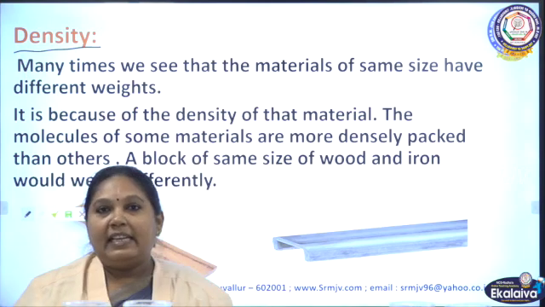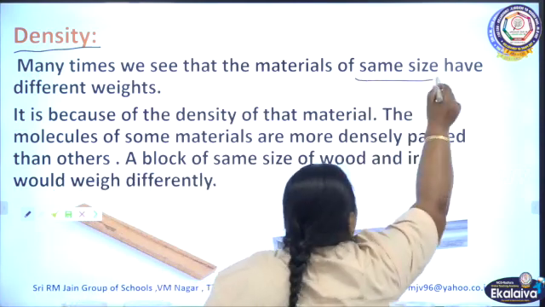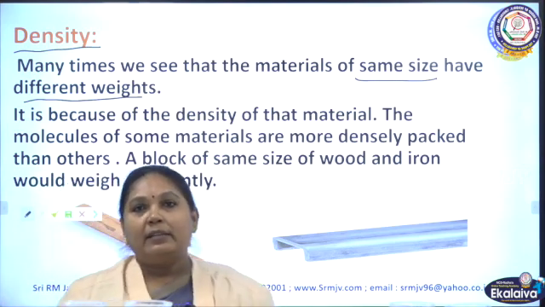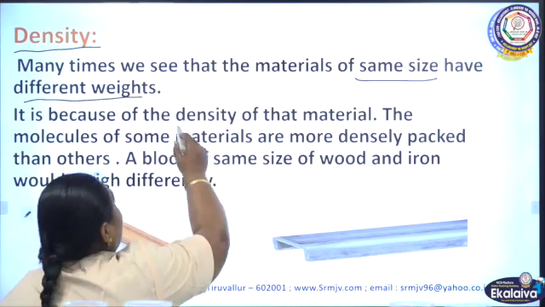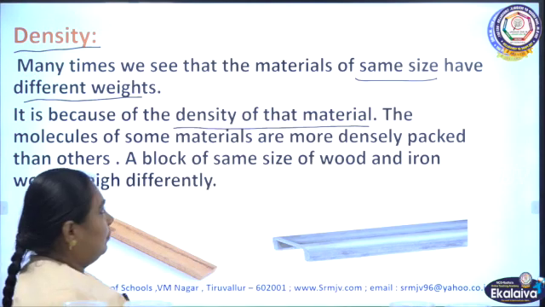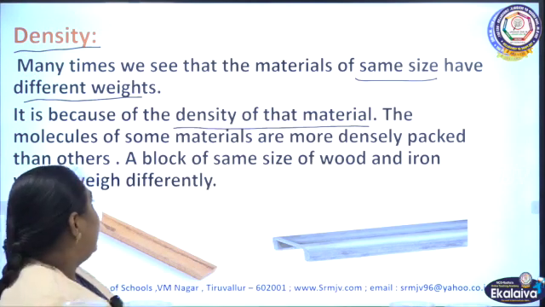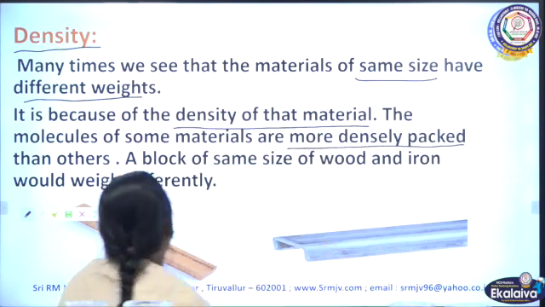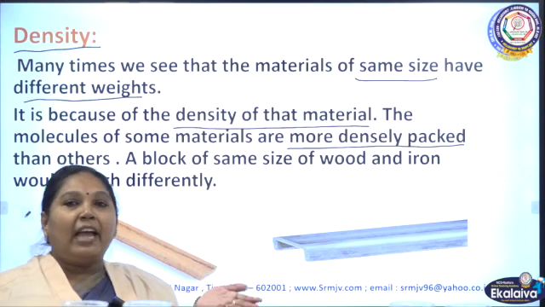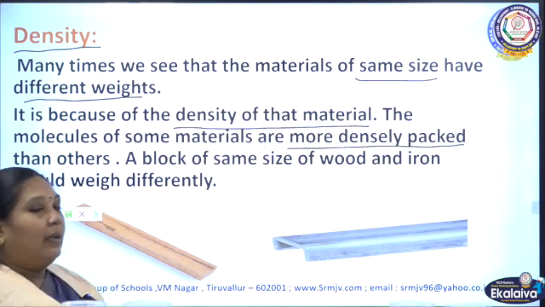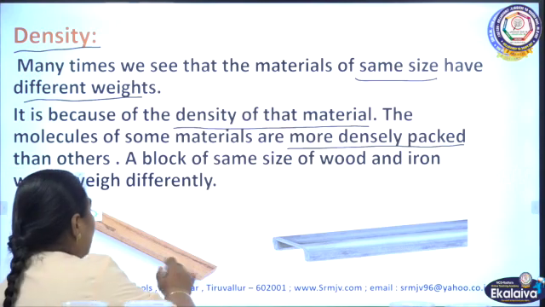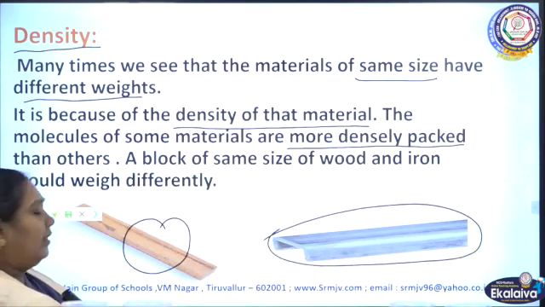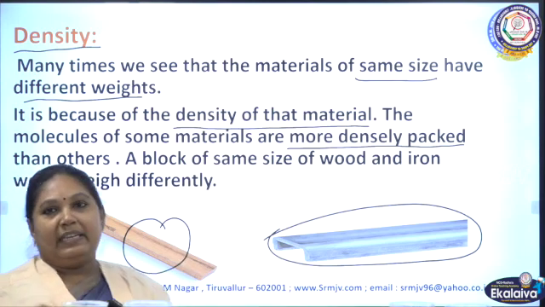Next, we can see about the density. Many times we see materials of the same size have different weight. Do you think why? It is because of the density of a material. If the molecules are mostly densely packed, then they have more weight. For example, if you take a block of wood and an iron piece, they would weigh differently.